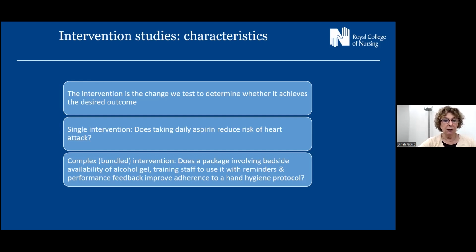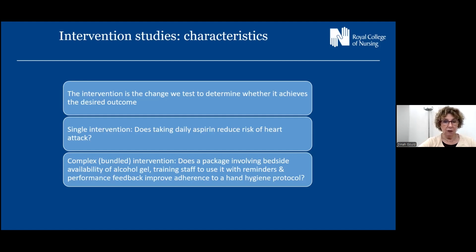And we can have single interventions or we can have complex ones. A single intervention could be something quite simple, like does taking daily aspirin reduce the risk of heart attack? And you're probably very well aware that aspirin is quite a powerful anticoagulant, and it is widely prescribed to reduce coagulation in people who are at risk of cardiovascular problems.